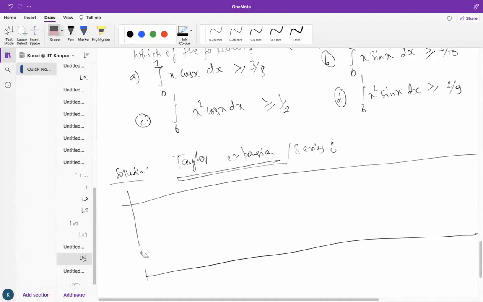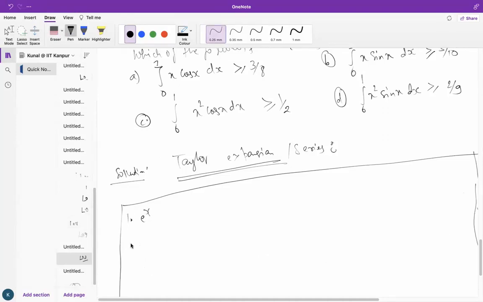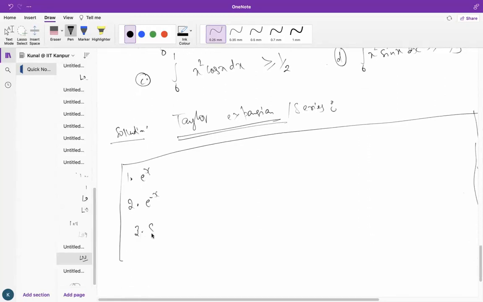Okay, so let me write it in a straight way. So our first is e to the power x, second is e to the power minus x, third is sine x, and the fourth one is cos x. I think you already learned this thing in your derivative chapter or in limit chapter, right? But let me recall it once: Taylor expansion of e to the power x, और बाकी सारे इसी से प्रूव हो जाती हैं, बाकी इसी का डेरिवेशन है. So let me write it here. Okay, so e to the power x will be something like 1 plus x by 1 factorial plus x square by 2 factorial plus x cube by 3 factorial dot dot x to the power n by n factorial.